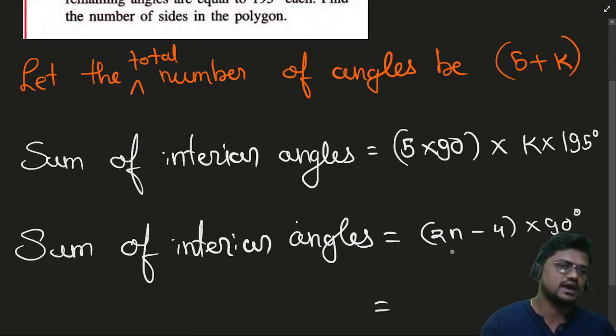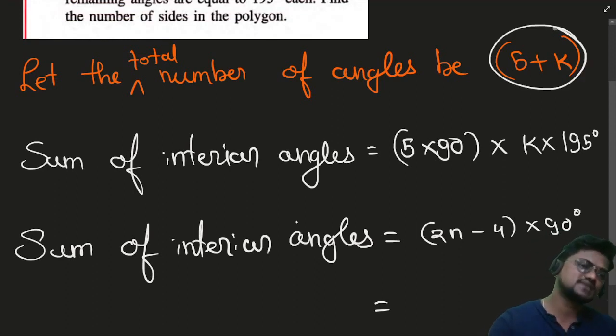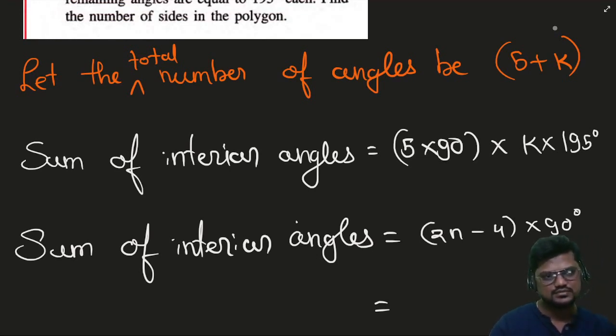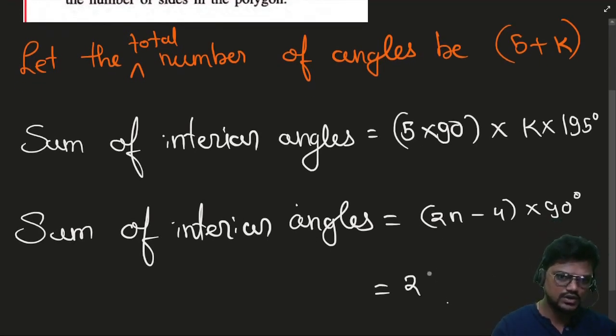But over here, how many sides will it have? We don't know that. But we know the total number of angles is 5 plus k. So if it has 5 plus k angles, how many sides will it have? Sir, how? I'll tell you. A pentagon has how many sides? 5. How many angles? 5. In the same way, if it has 5 plus k angles, it will have 5 plus k sides. The number of angles is always equal to the number of sides. So over here n is the number of sides, and you can put 2 into 5 plus k minus 4, into 90.